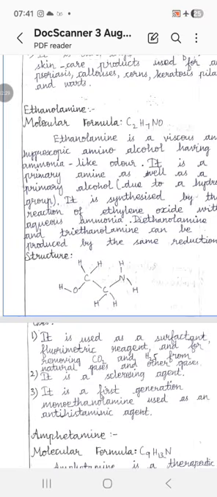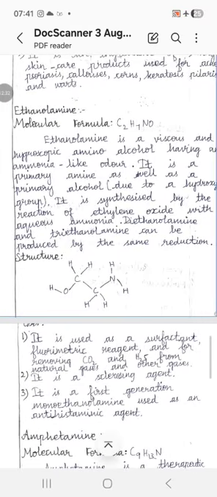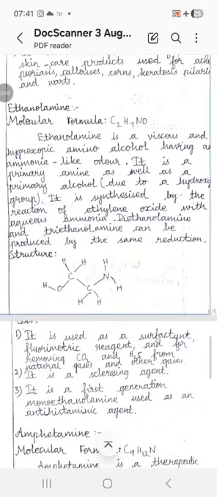Next, the preparation of ethanolamine. First of all, physical properties. Ethanolamine is a viscous and hygroscopic amino alcohol having an ammonia-like odor. It is a primary amine as well as a primary alcohol. Then preparation or synthesis of ethanolamine.